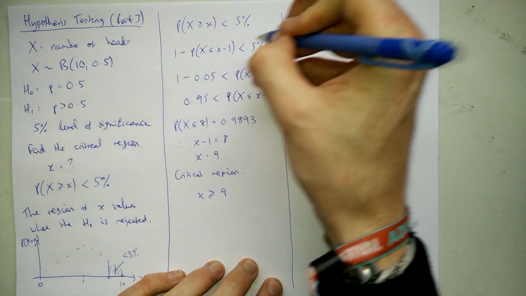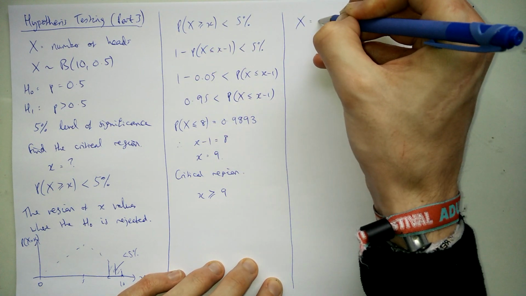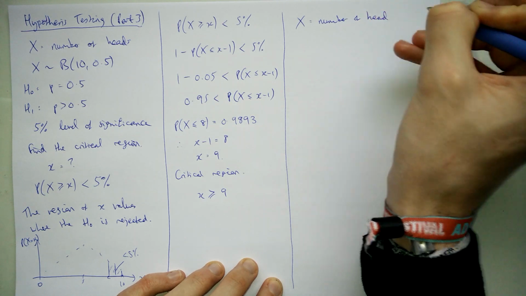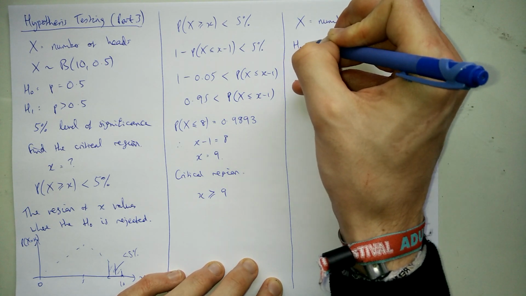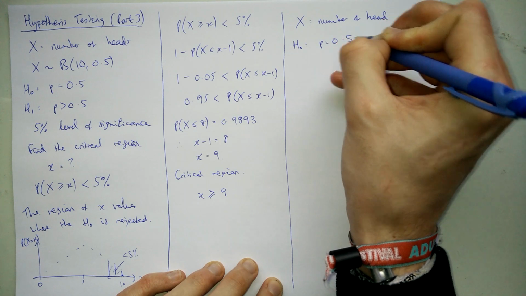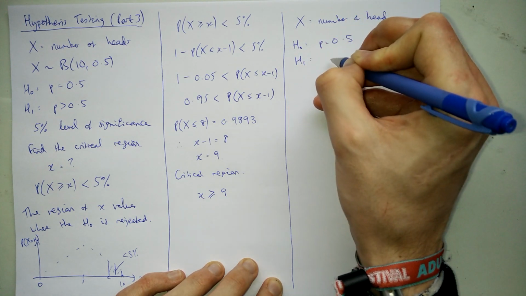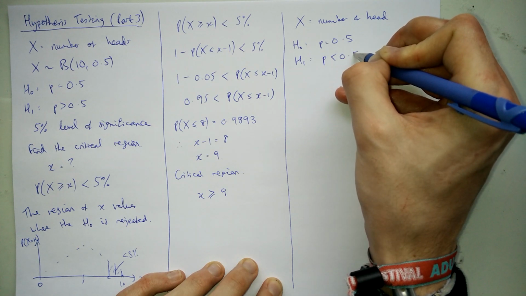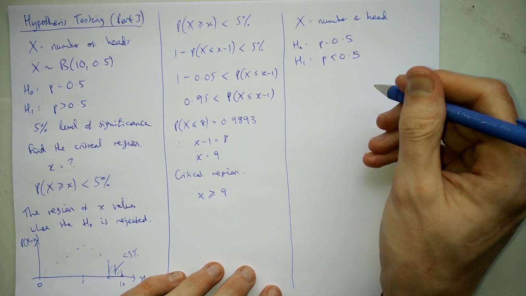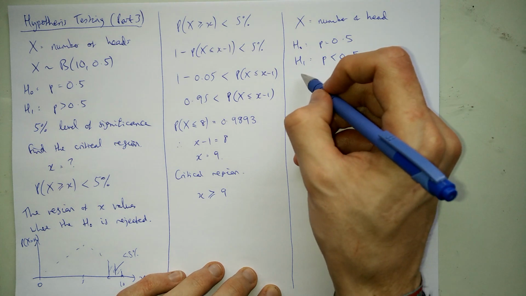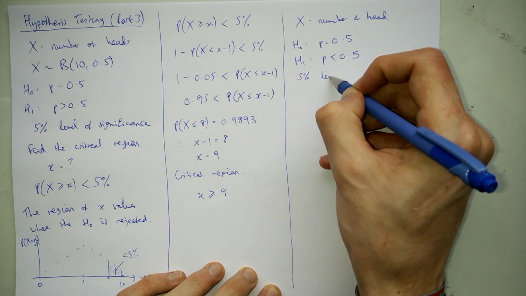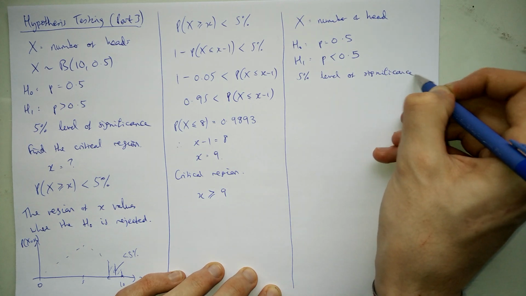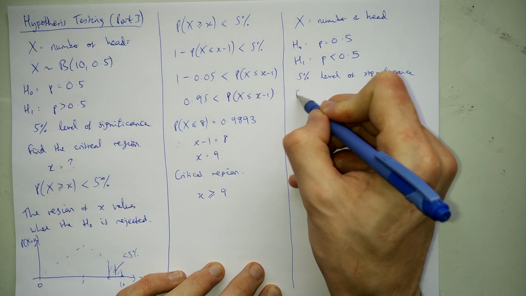Let's just do this for a less than so you can see the other direction. The other direction is a lot easier. Let's go for the same thing again. Number of heads again, but this time we'll have H0 be 0.5 and H1 be less than 0.5, so we've seen the other direction. So my critical region is still going to be 5% level of significance. We're still trying to find the critical region.